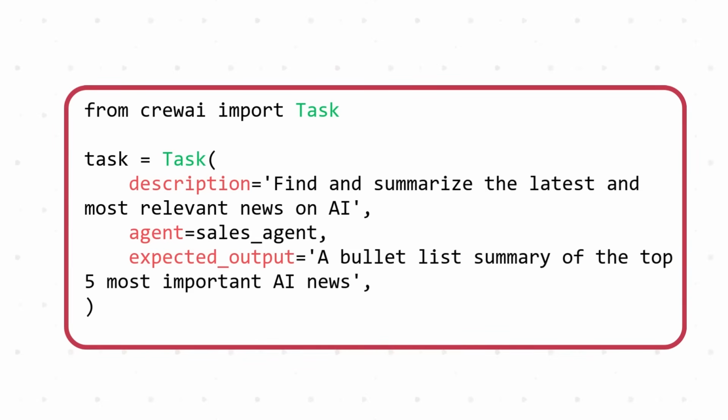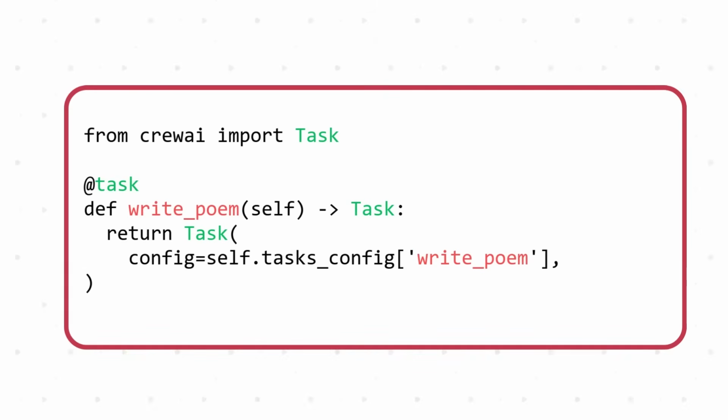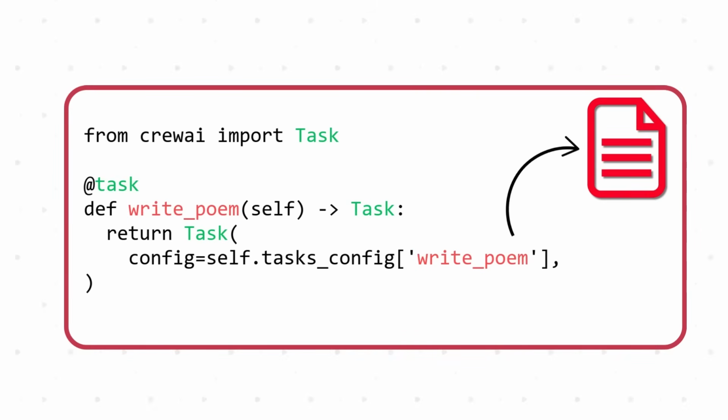Again, here's the example code of what a task would look like. We import the task, we create the task object, and we give it the description and the agent and expected output. And also, like I mentioned before, that was kind of the previous way to do it, which can still work. But in the newer way, you can see we have another Python function called define write poem, and it's going to return the task object. And again, it's going to be pointing to a configuration file that has all those properties there defined.